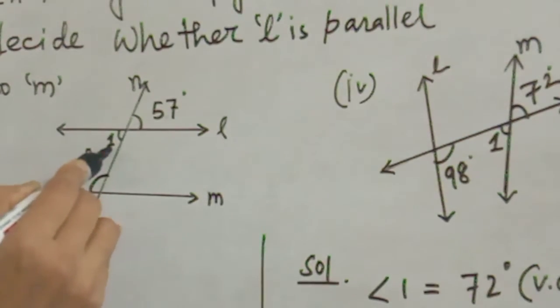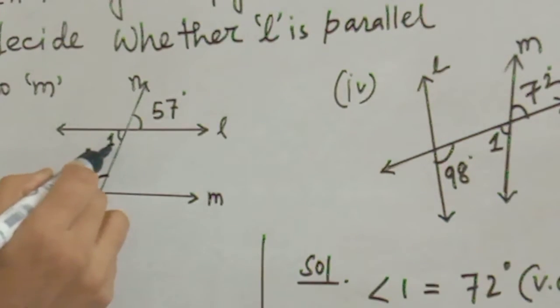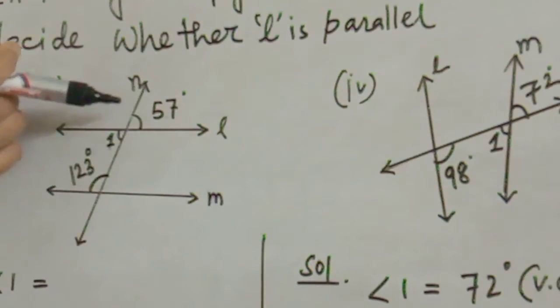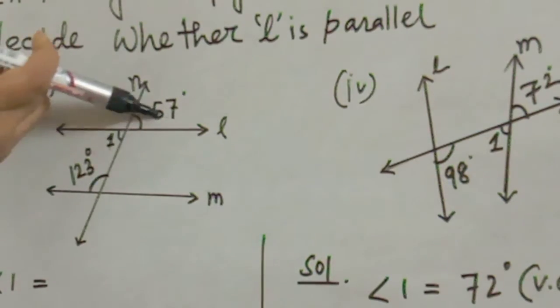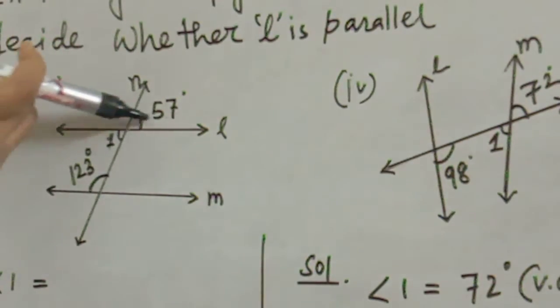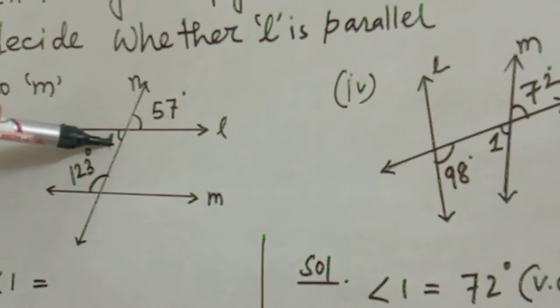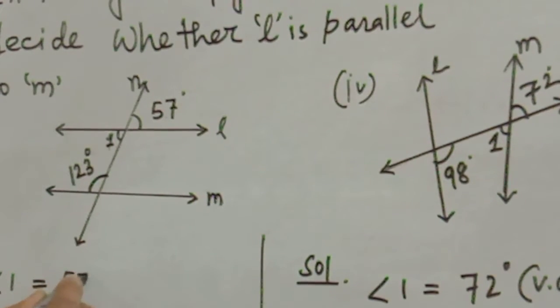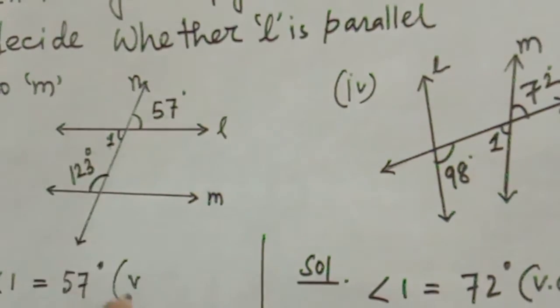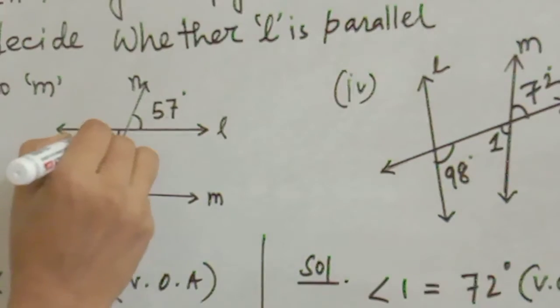I have marked this angle as angle 1, and you know that these two angles are vertically opposite angles. So what will be the measurement of angle 1? Yes, it will be 57, as we know that vertically opposite angles are always equal. And you have to write the reason also, why you have written angle 1 is equal to 57 degree, because these two are vertically opposite angles.